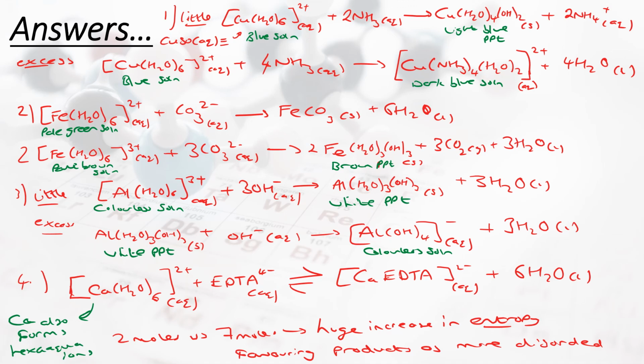The key thing, though, is the massive increase in entropy that happens here. So we have 2 moles of reactants versus 7 moles of products. That's a huge increase in entropy. Our products are much more disordered. It's much more random. There's many more ways to arrange the product system than there is for the reactants. And therefore, because we have this huge increase in entropy, it's a massively thermodynamically favoured reaction to go towards the right, to go towards the product.